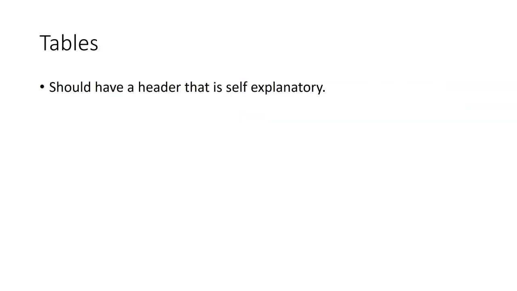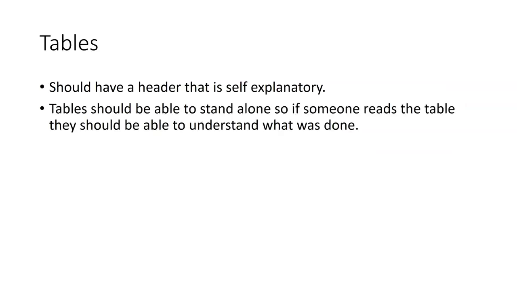When we deal with tables, a table should have a header that is self-explanatory. The table should be able to stand alone, so if someone reads the table, they should be able to understand what was done. A table should have an explanation that is sufficient so someone can read it and understand what was done to get the data that was there. Tables just should not have a one-word opening statement. There should be something there. Now, that doesn't say that all tables have that, but that is really what you would want to be there.